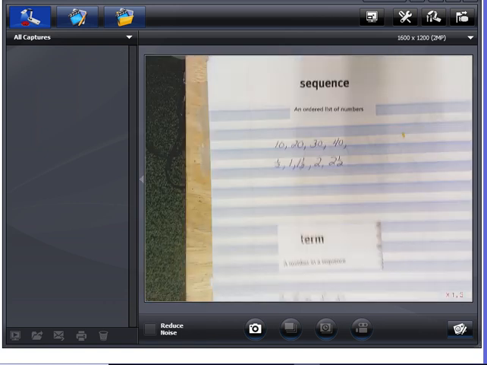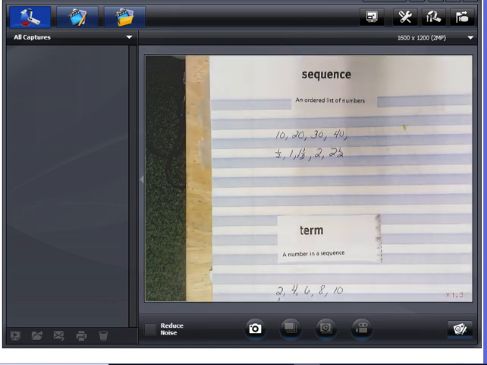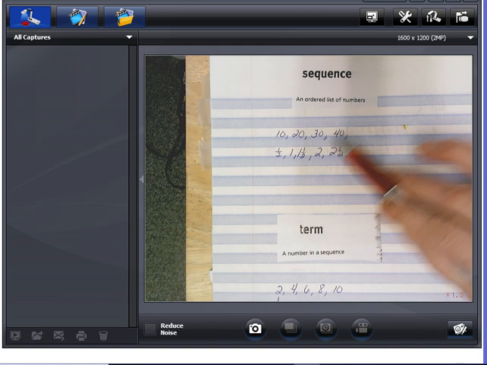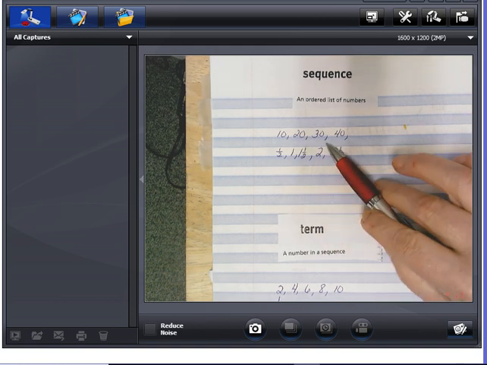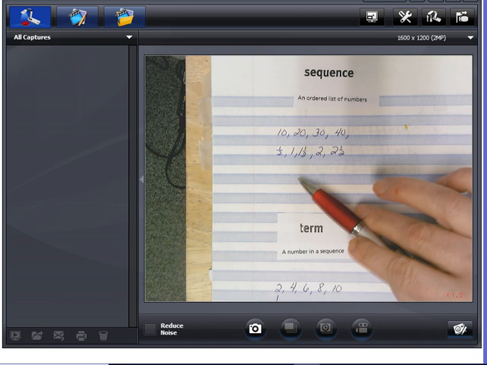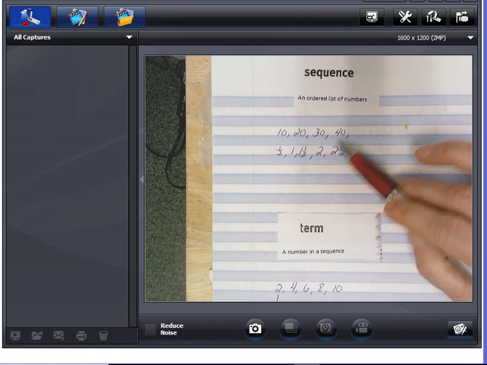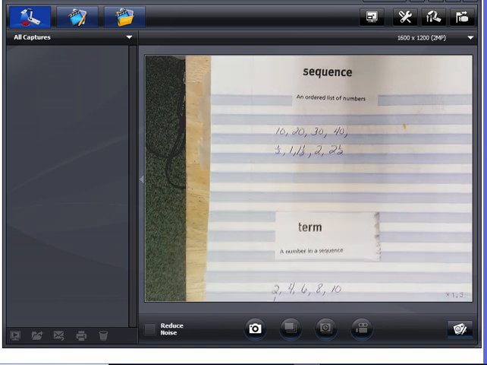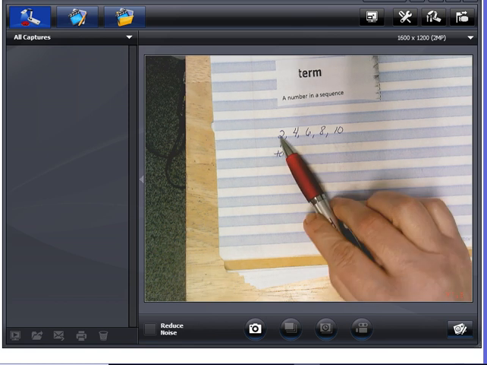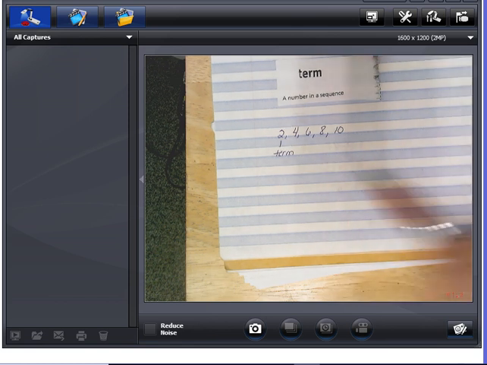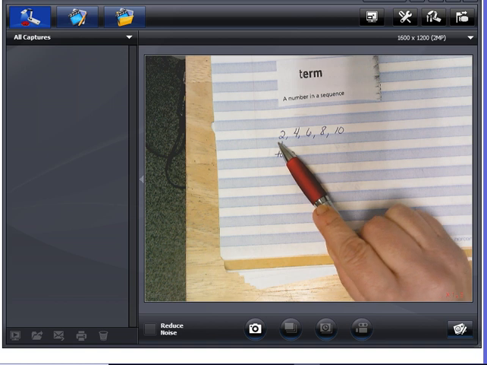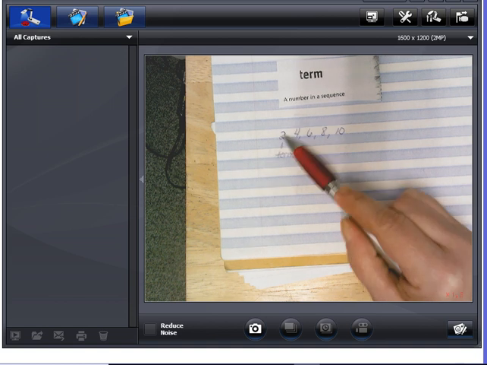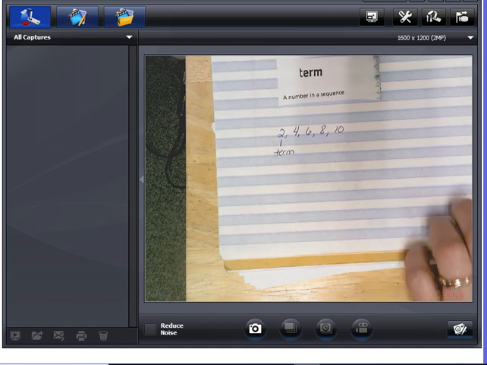Sequence. Sequence is another word for pattern. 10, 20, 30, 40. My pattern is I'm going up by tens. A half, one whole, 1 1/2, 2, 2 1/2. I'm going up by a half. Term is just the numbers that you're using, the numbers that you're putting down: 2, 4, 6, 8. The numbers you're putting down in the pattern are terms.